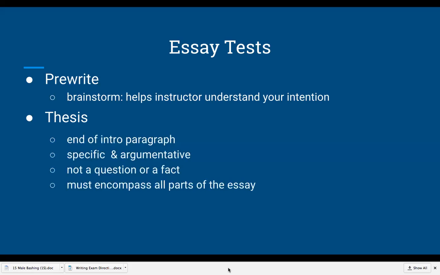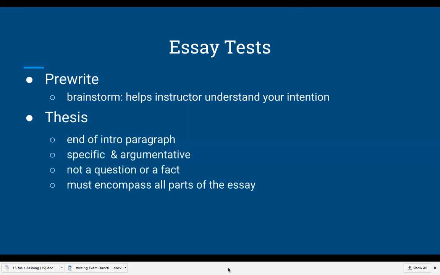A thesis statement is never a question or a fact. You're being asked a question, and a thesis statement is answering the question. So you don't want to respond to a question with another question, at least not for timed writing, not in an essay. And a thesis statement will encompass all of the different points that you're making in the essay. So it's not leaving anything out.